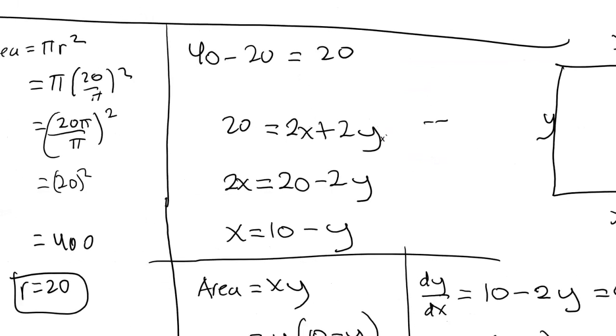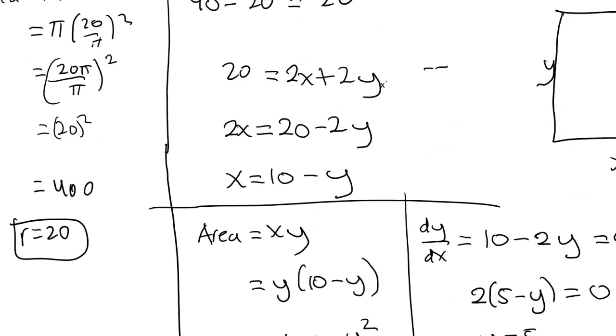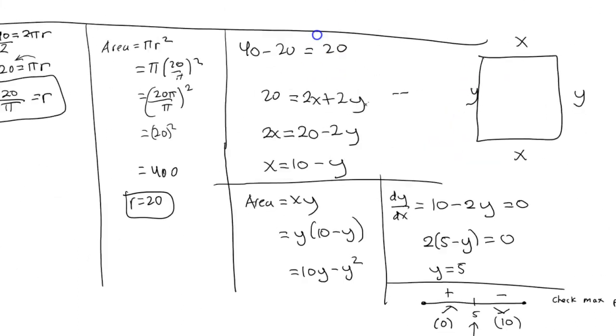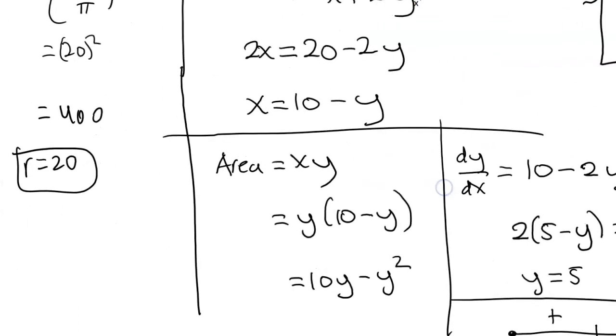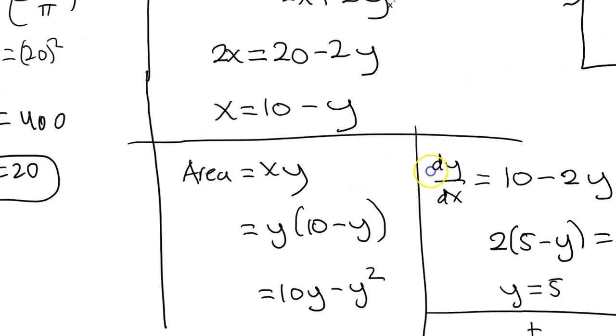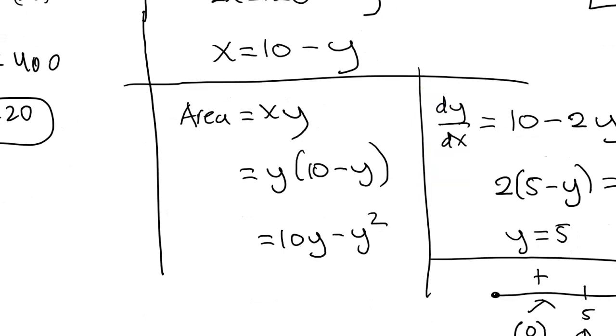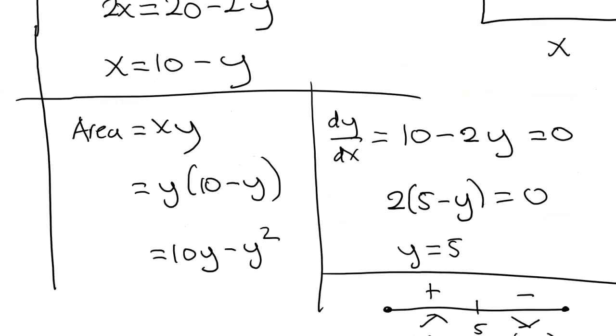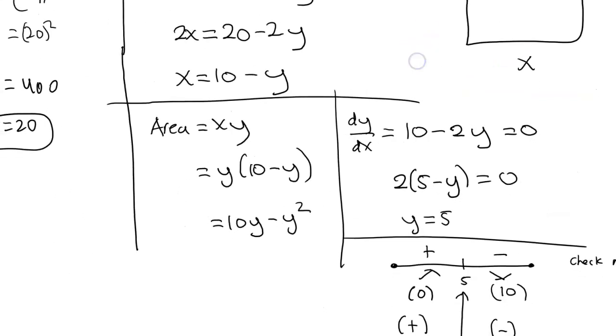So we'll isolate 2x, so it'll be 2x equals 20 minus 2y. And then we'll divide by 2 on the right side, which will be x equals 10 minus y. And then we'll find the area of it, which is xy. We'll plug the x into the area equation, which will be y times 10 minus y, which will equal 10y minus y squared. We'll find the derivative of that.